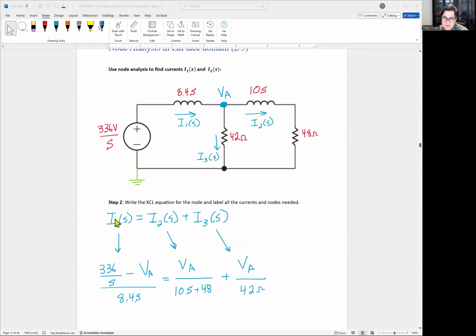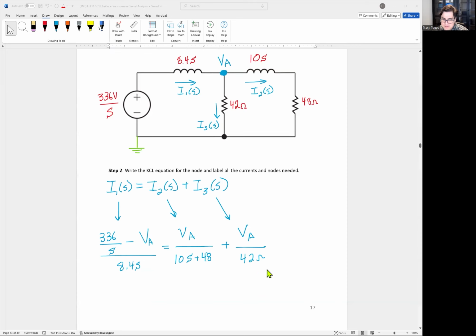Now we could figure all this out. Current I1 is the voltage across the inductor, which is the voltage source minus VA. So you have 336 divided by S minus VA, and then you divide by 8.4S. So that's your current flowing in. Your current I2 from VA through the 10S inductor and the 48 ohm resistor can be figured out as the voltage difference, where we put a ground down here, so the whole bottom part is a ground. So the voltage across these inductors and resistors is VA minus 0, divided by 10S plus 48. Lastly, the current I3 flowing down is VA minus 0 over 42 ohms. So VA divided by 42. Okay, so this is your KCL equation.